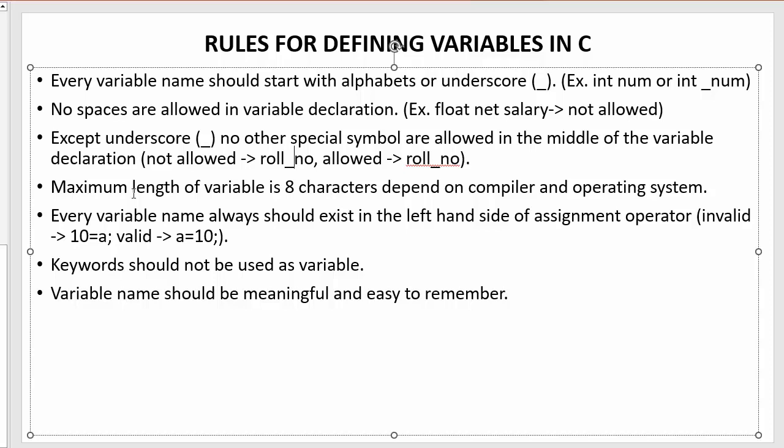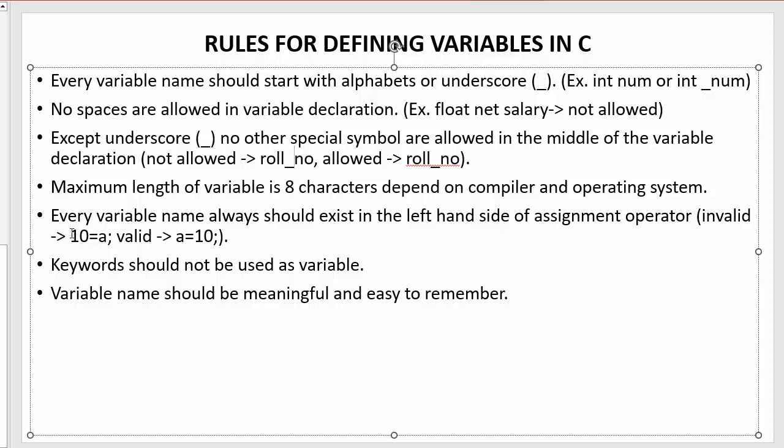Next rule is maximum length of variable is 8 characters. It depends on the compiler and operating system. So there is a limit of using letters in the name of the variable. Maximum you can use 8 characters in your variable, and it also depends on the compiler and operating system. Different compilers and operating systems will give you the liberty of extending the length of the variable.